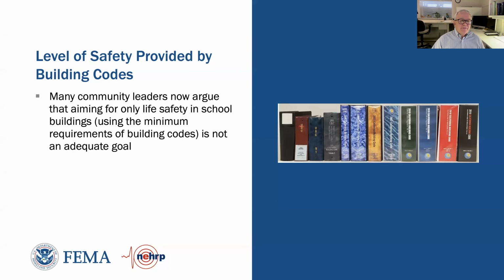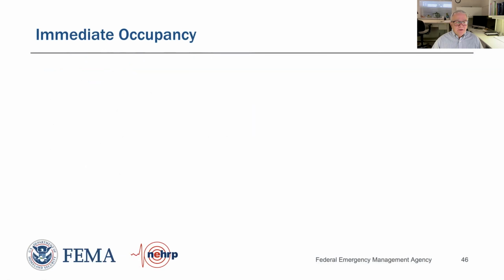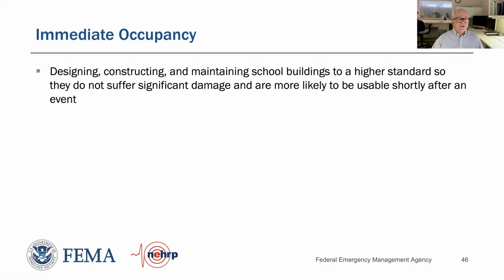So what is this level of safety provided by building codes again? Many community leaders now argue that aiming for life safety only in school buildings, that is using the minimum requirements of a building code, is not really an adequate goal. A better objective, especially for new schools, is immediate occupancy. So immediate occupancy is really when you start designing, constructing, and maintaining schools to a higher standard so that they do not suffer significant damage and are more likely to be usable shortly after an event.